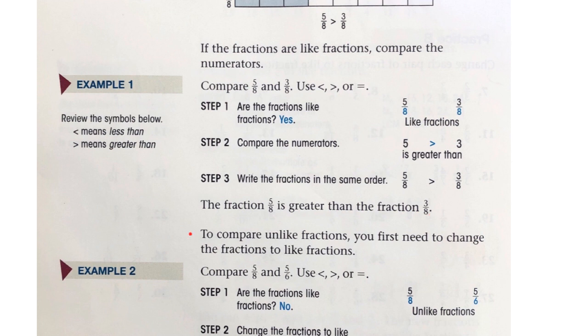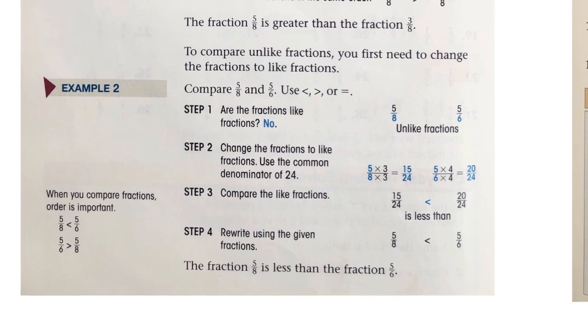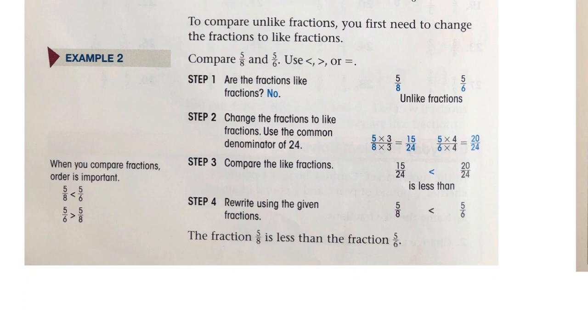To compare unlike fractions, you first need to change the fractions to like fractions. So compare 5/8 and 5/6. Use less than, greater than, or equal to. Step 1, are the fractions like fractions? No. Step 2, change the fractions to like fractions. Use the common denominator 24.